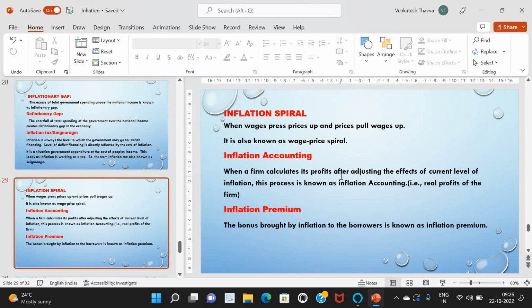See, when a firm calculates its profits after adjusting the effects of the current level of inflation, this is known as inflation accounting. That is the real profit of the firm.